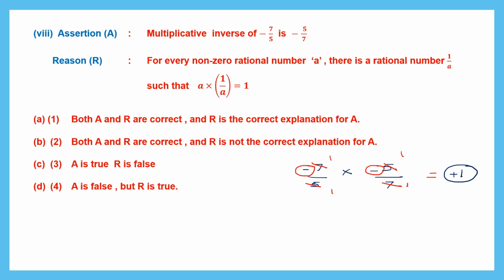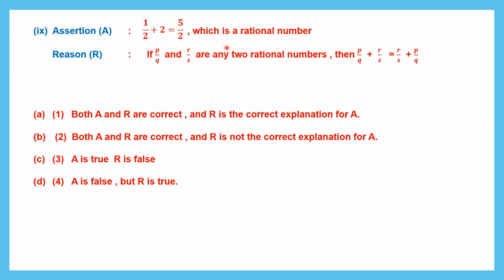So which option is our answer? Our answer is option A. That is the first one. Both the assertion and the reason are correct. And the reason is the correct explanation for the assertion. So this is a correct answer.